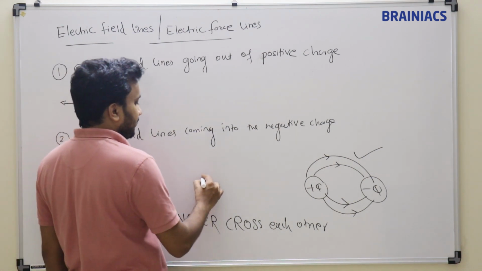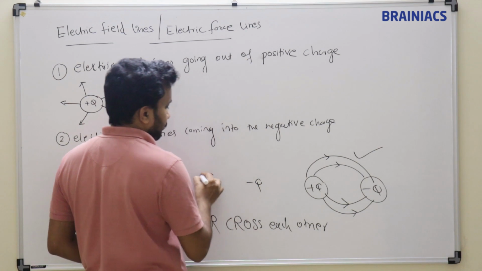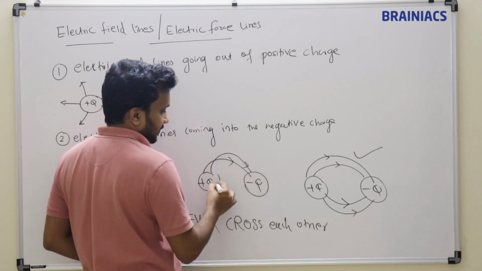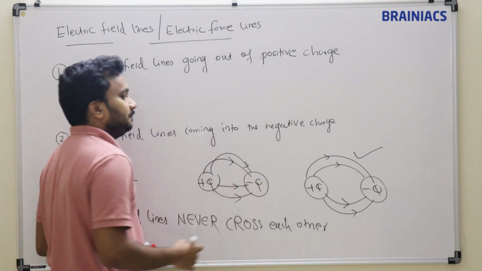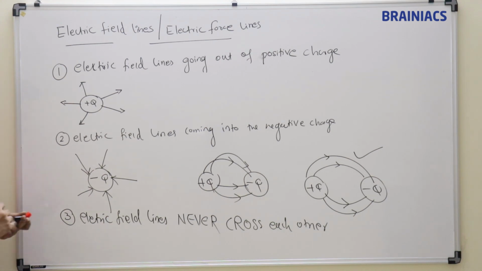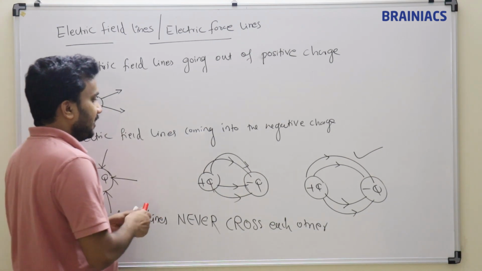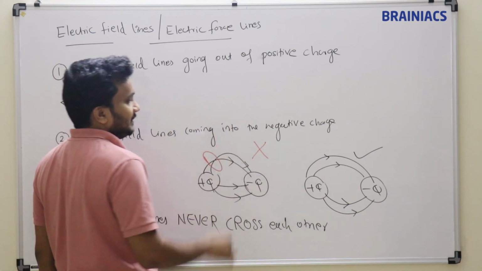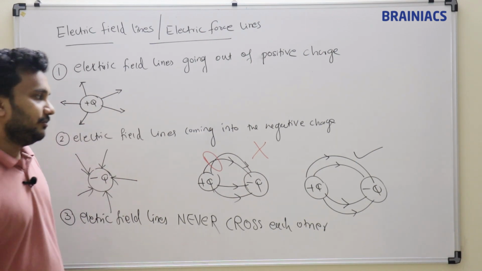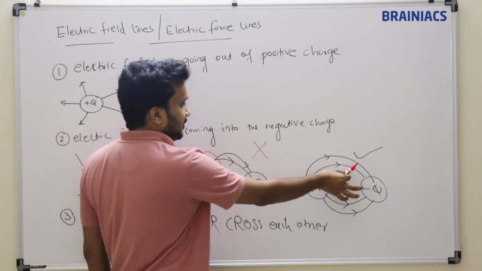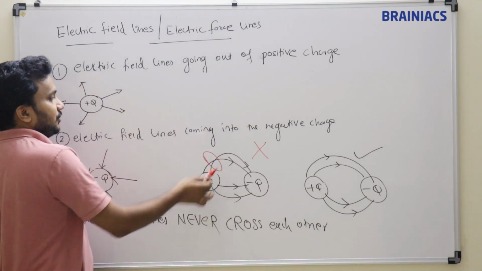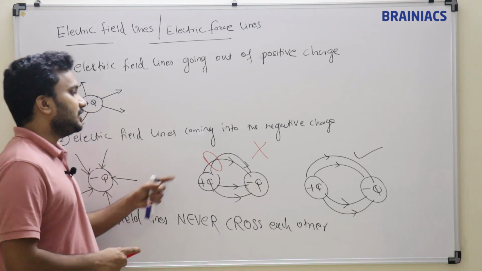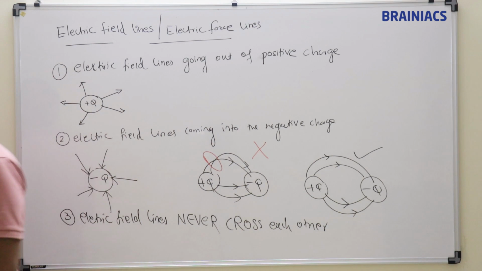If somebody draws it like this, with plus q and minus q, one line going like this, another line like this, the next line like this, here is a problem. The electric field lines are crossing. At this point you can see they are crossing. Because of the crossing, this is a wrong diagrammatic representation of electric field lines. This is not correct; this one is correct. Electric field lines crossing each other is not possible. That is the third point.